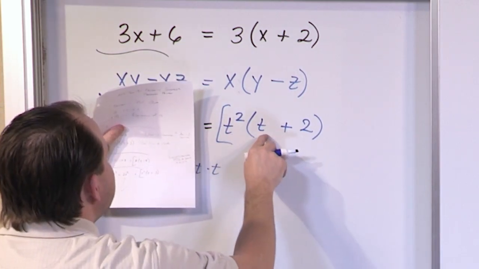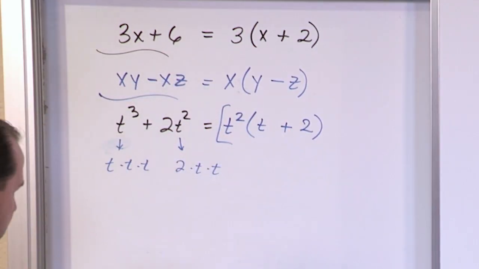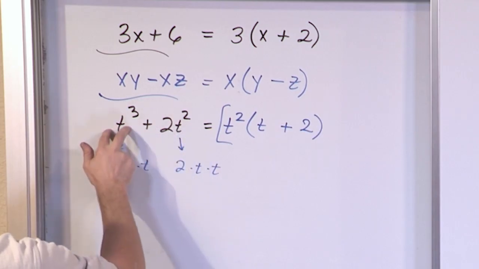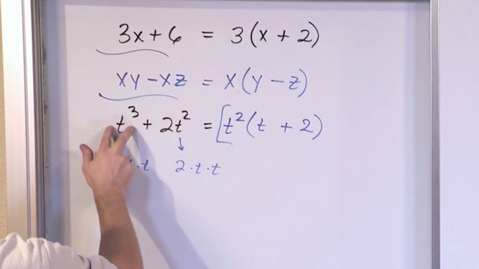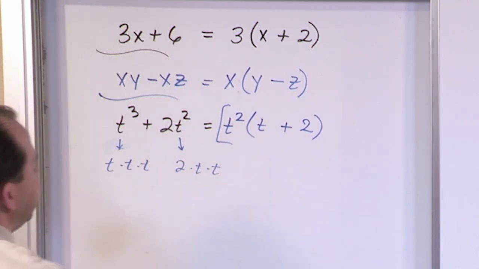T squared times t gives me t cubed. T squared times 2 gives me 2t. So you're reaching in, you're looking to see the largest common thing here. In this case, t squared is common here, and it's also wrapped up inside here. I can pull it out, and then I go and figure out what needs to be in there to make the multiplication true.